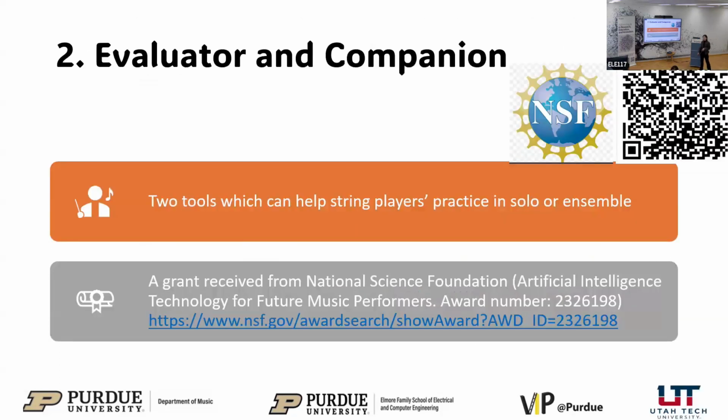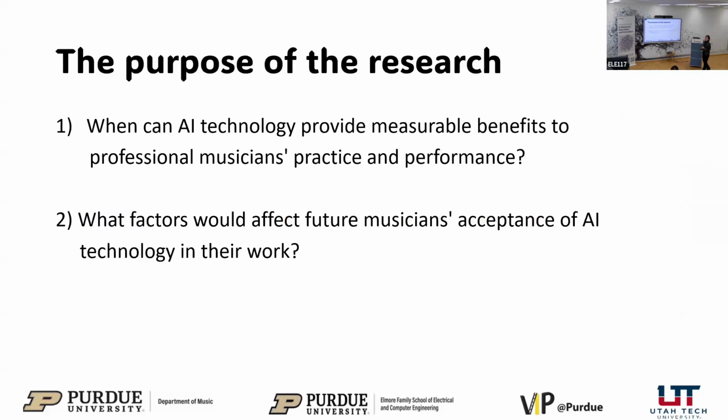So for solving those, we are developing two tools: evaluator and companion. Those are two tools for helping string musicians practice solo or in ensemble. And luckily, we got almost $1 million grant from the National Science Foundation to support this research. The purpose of the research is not really developing commercial tools. The goal is to figure out if, where, when, how, and how much AI can help our job. It's a very interdisciplinary project.